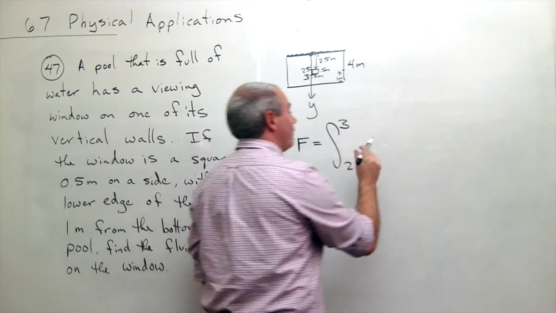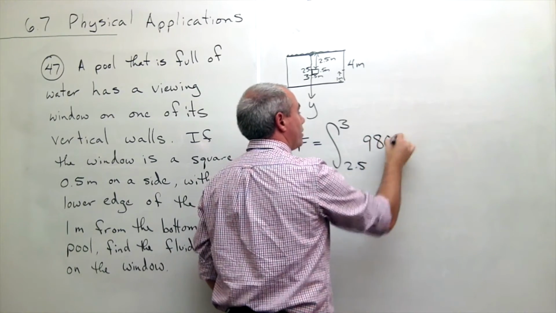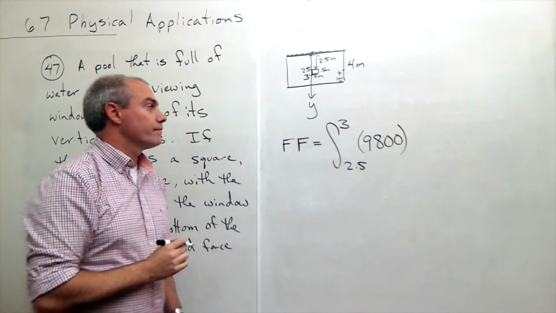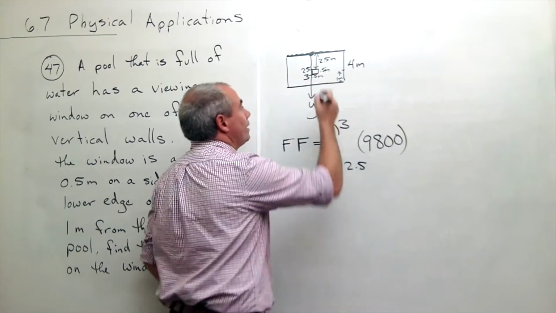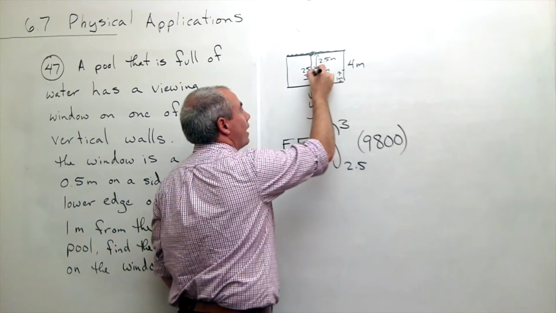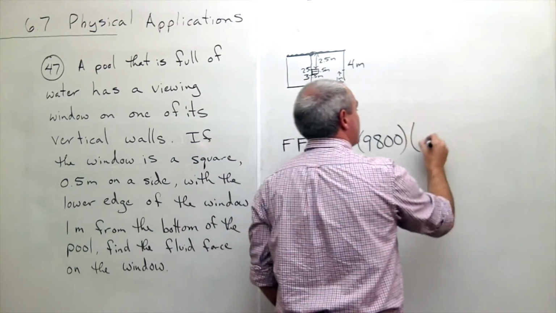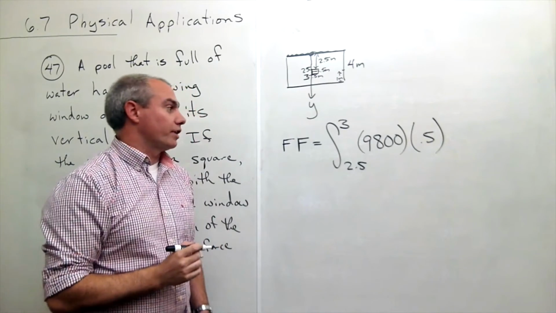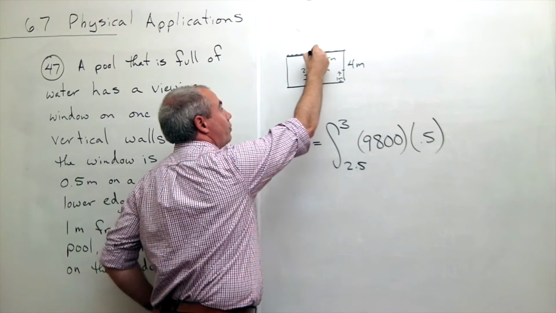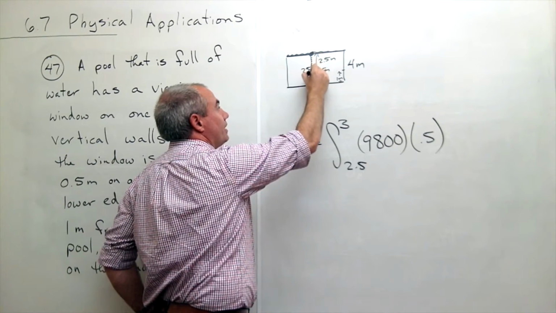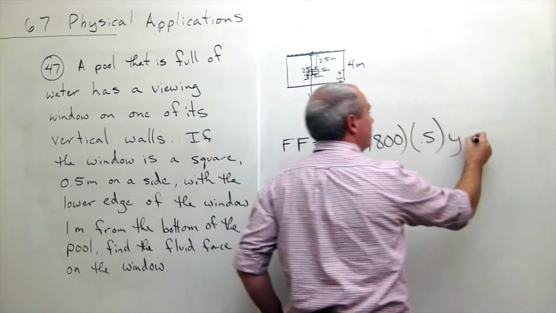Then I have my weight density comes next, and in this case, we're using water, so this is 9,800, times the length across the window at any point y. Well, this is a square, so the length across the window is just half a meter, or 0.5. And then we need the depth. Since I set the origin at the top of the water, the depth underneath that point is just y. So my depth is y dy.